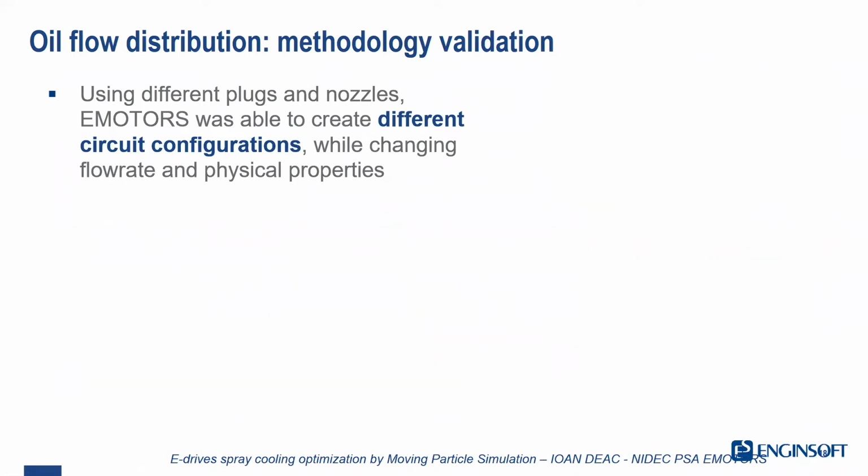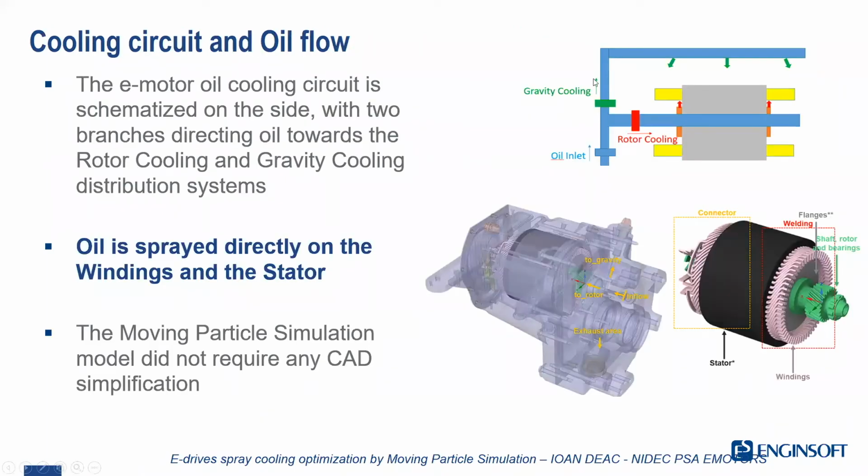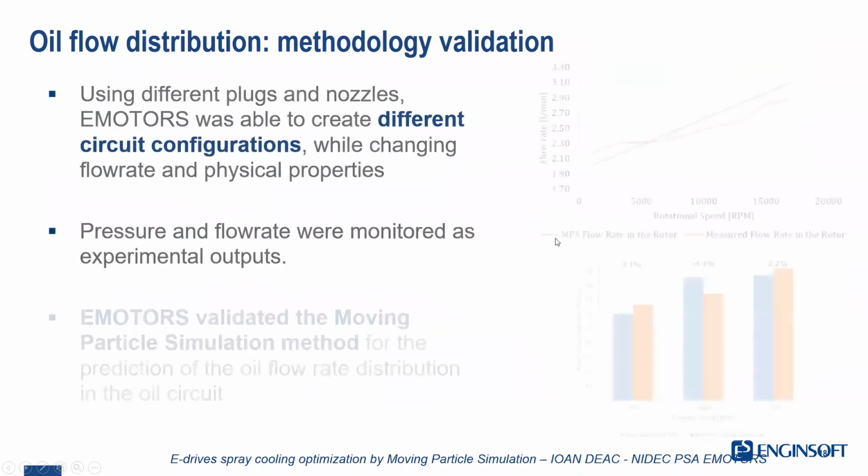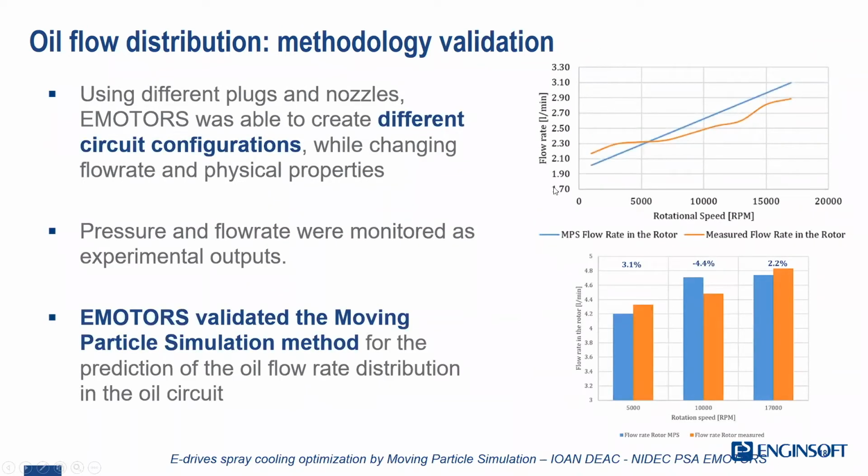The circuit shown here goes towards two channels, one in the rotor rotating and one external cooling. So we have here some jets going to the upper region. They wanted to understand what the flow split between the two was at a different operating point, or different RPM for the rotor. And they could see a good correlation between, again, the experimental results and the predicted flow rate distribution by MPS.